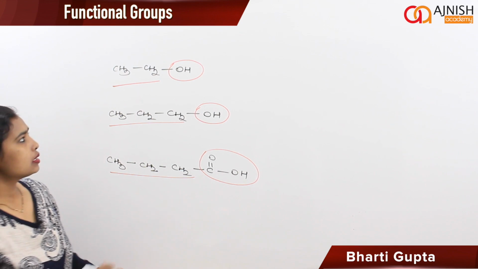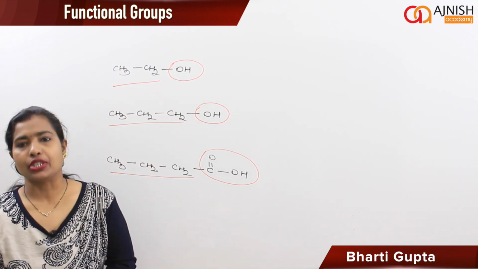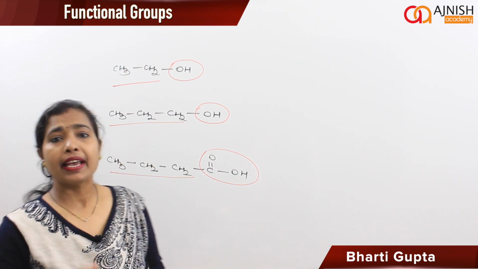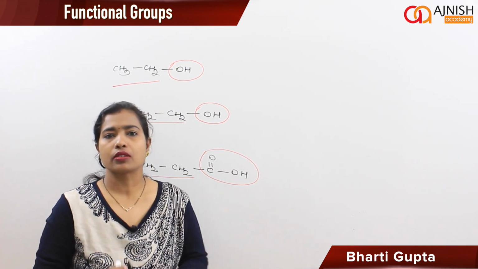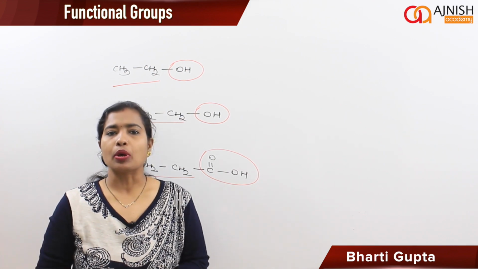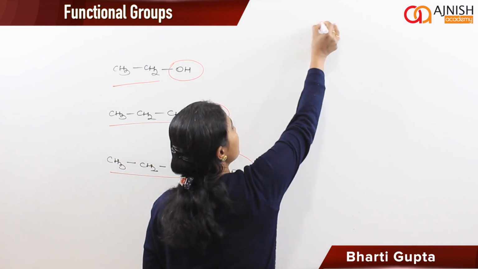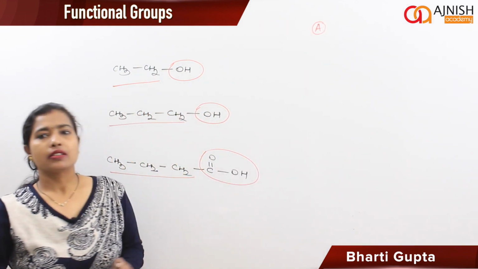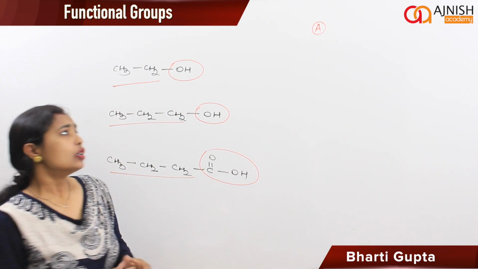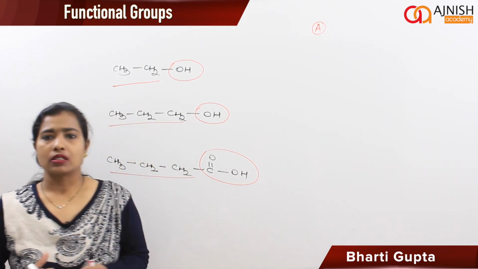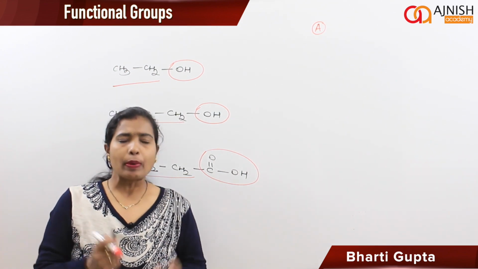Now what happens in these three compounds if we place some reagent? Reagent means any molecule, any compound which reacts with a given compound. Suppose we are taking any reagent A. Now when we placed this reagent A in the first compound, some type of reaction took place, some physical observation was seen. Now what may be the observation?